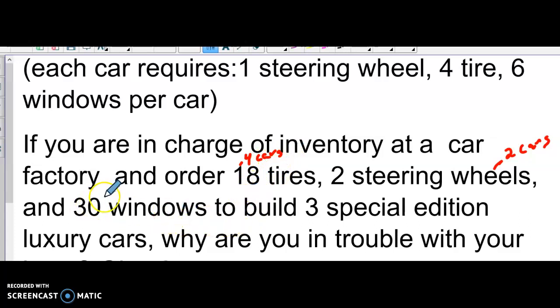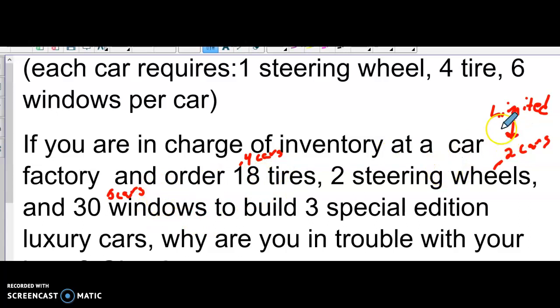With 30 windows, you could build 5 cars. Since you only are going to build 3 cars, that would leave you with 12 windows left over. But because you only have these 2 steering wheels, you are limited to 2 cars, even though you have plenty of this other stuff. So you have tires in excess, you have windows in excess. You are limited by steering wheels.